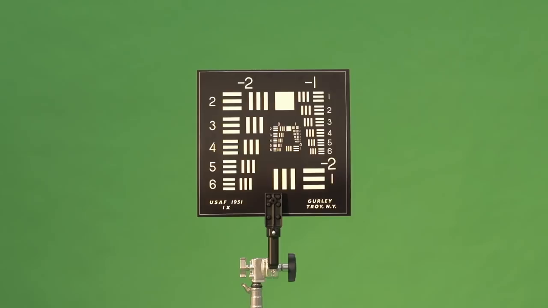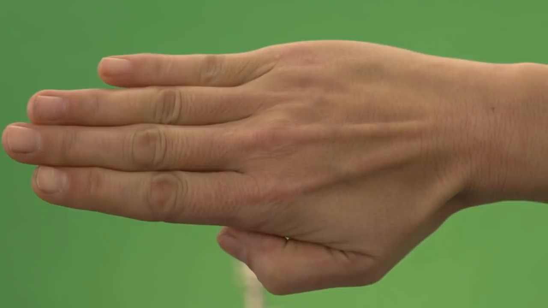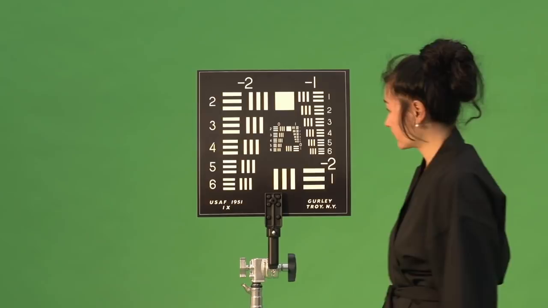There are 4 ways to make something invisible for a camera. To hide. To remove. To go off screen. To disappear.